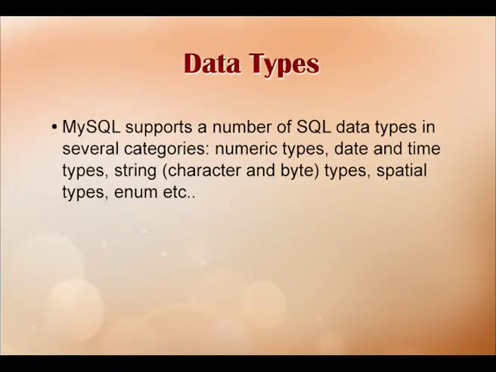As I told you in the earlier session, in order to create a table using a DDL command, you have to write the column name as well as the data type that it supports. So, for each and every attribute or column name that we select in the table, we have to select the data type associated with that attribute. MySQL supports a number of SQL data types in several categories, namely the numeric types, date and time, string types, the spatial types, enumerated data type, likewise.